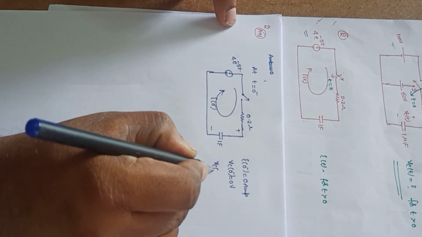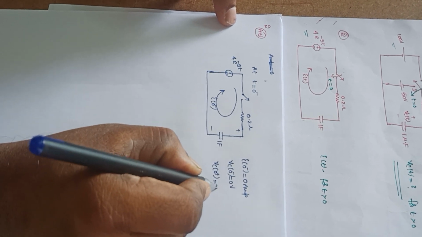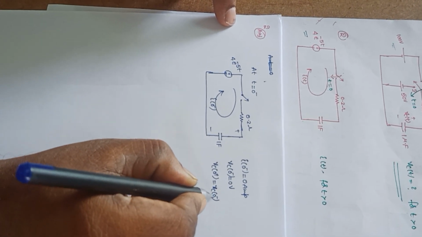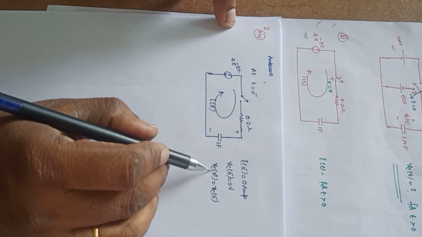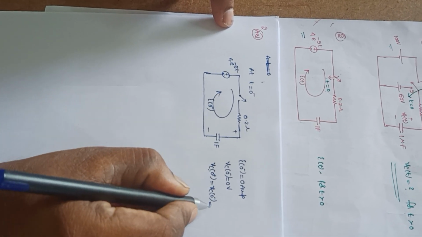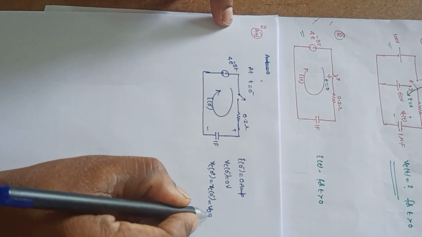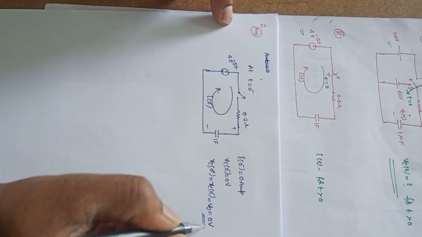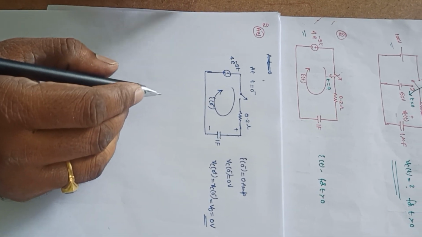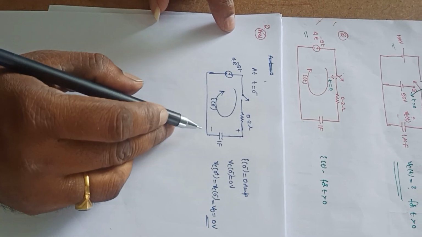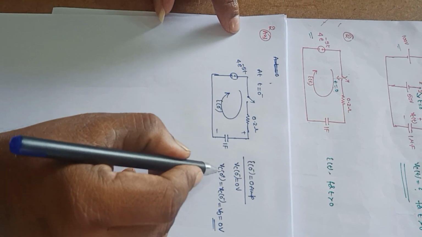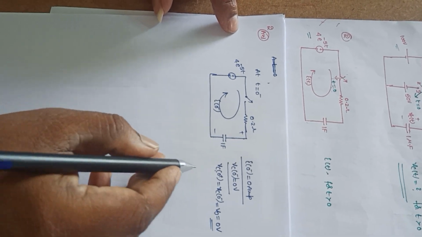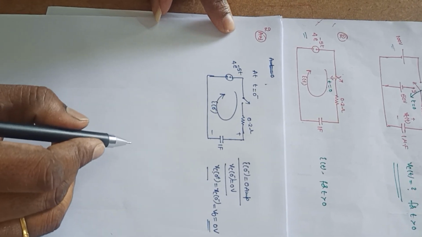At t equal to 0 plus, the same voltage will be present as at t equal to 0 minus, because a capacitor will not allow sudden changes in voltage. So I am calculating the current at t equal to 0 minus, the voltage at t equal to 0 minus, and the voltage at t equal to 0 plus.